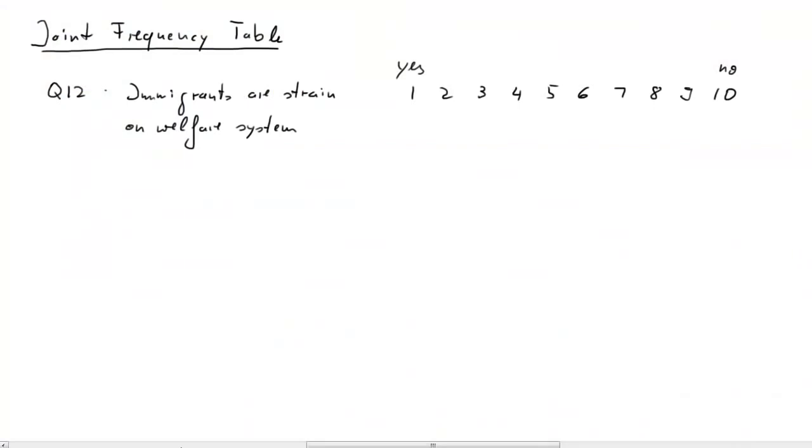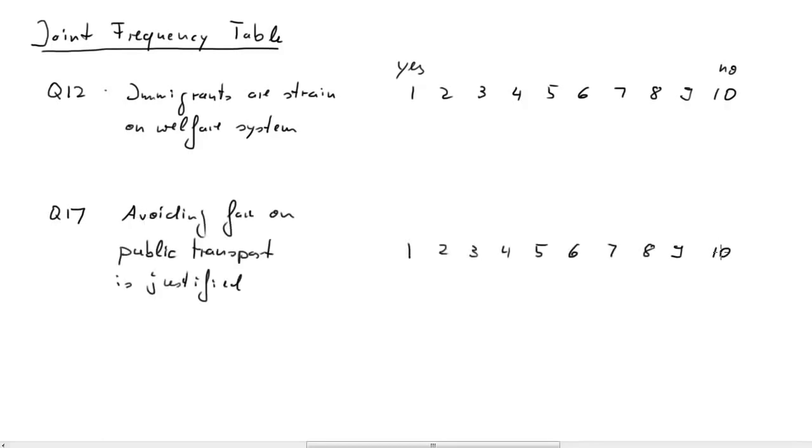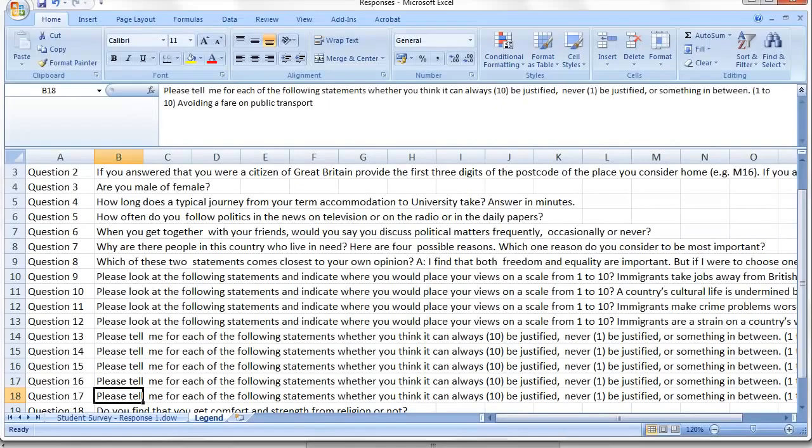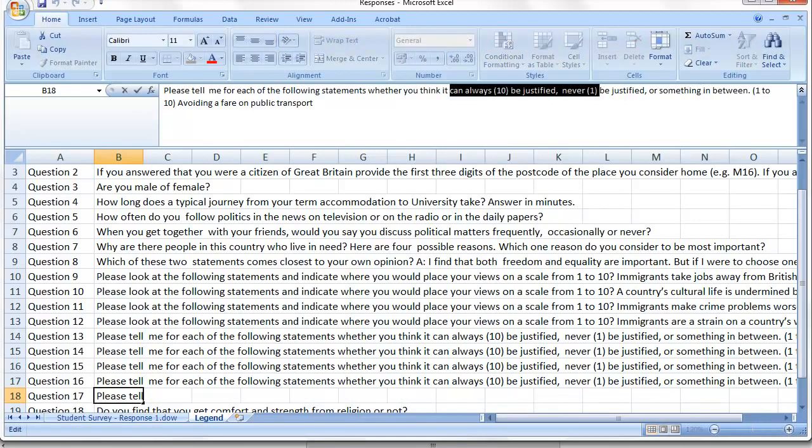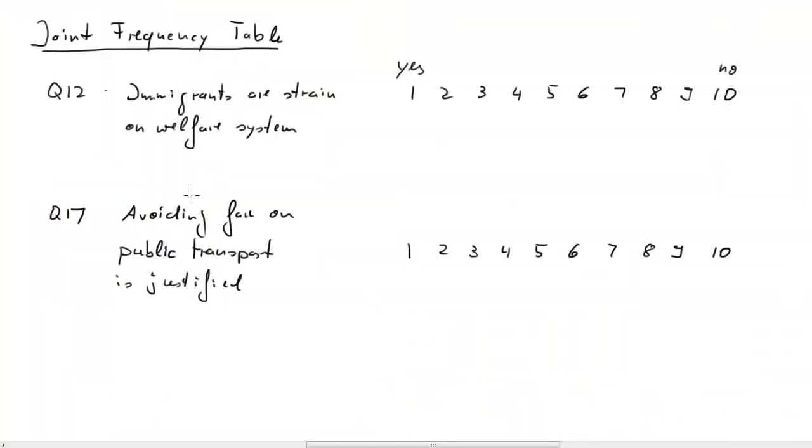The second question is question 17. That's the question asking whether it's justified to dodge a fare on public transport. So question 17. Whether it's justified or not, again answers are from 1 to 10, and in this case 1 implies never justified and 10 always justified. So you always have to be quite clear on what the answers mean. So never is 1 and 10 always, and then of course answers in between.